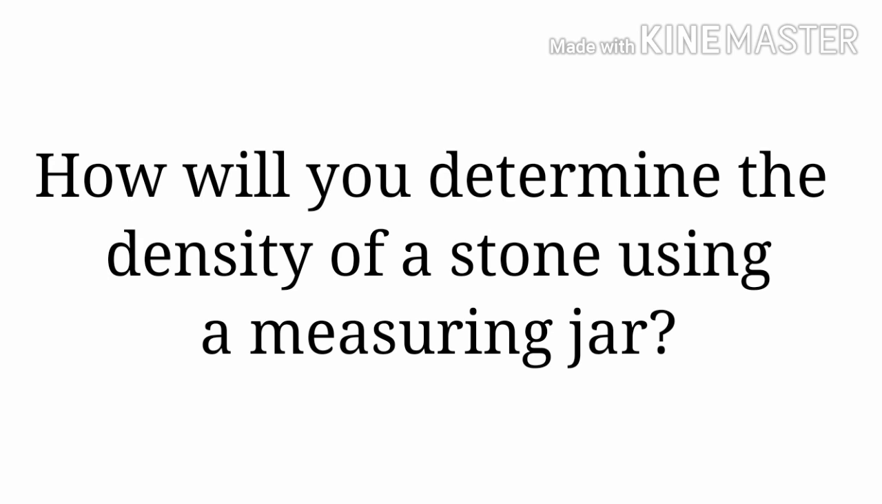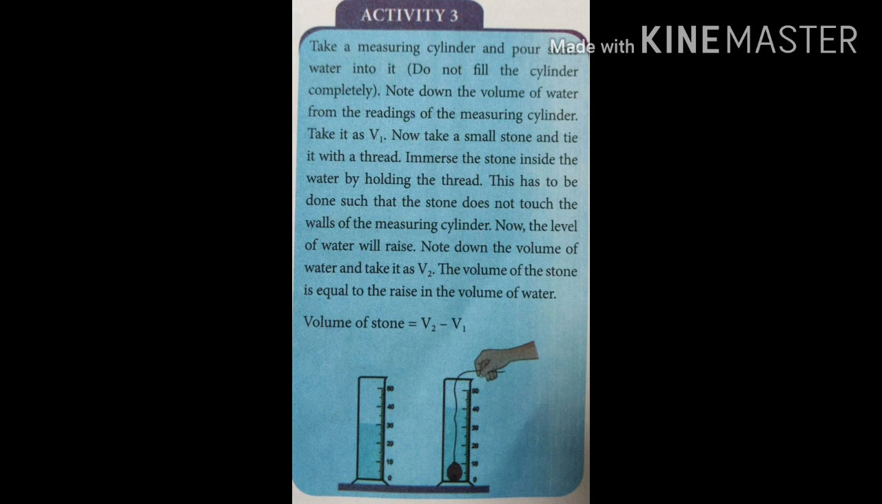How will you determine the density of a stone using a measuring jar? So first what you should do, you should take a measuring cylinder and pour some water into it. So you should not fill the cylinder fully. Only to a certain extent you should fill it with water. Then you should note down the volume of water from the reading that is given in the measuring cylinder. So that volume you can consider as V1.